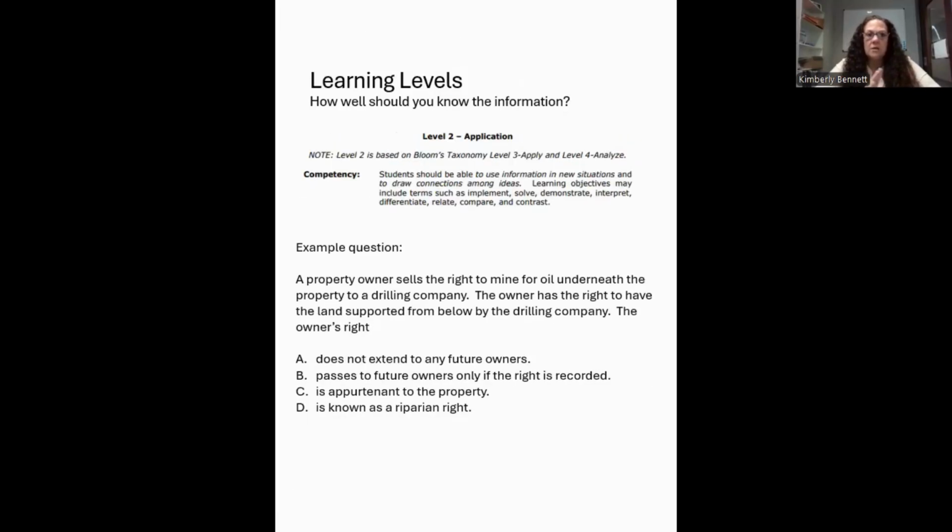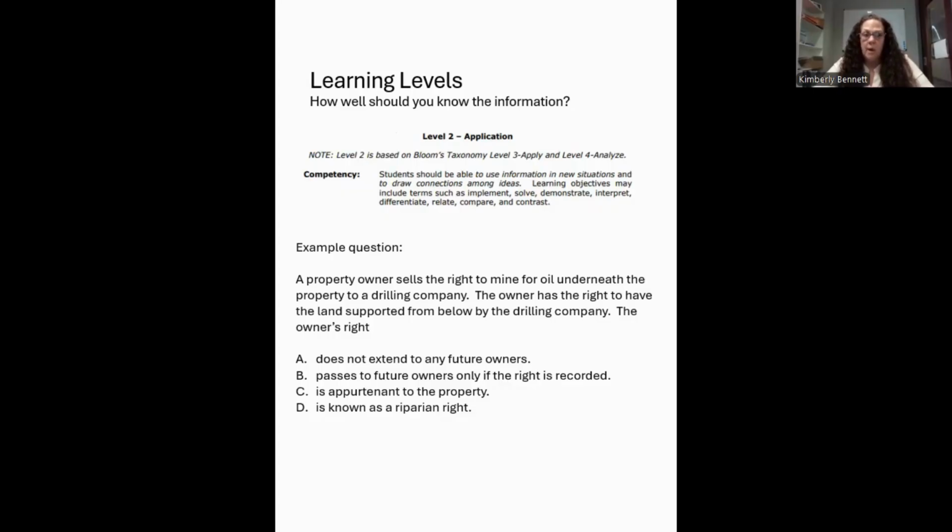Okay. All right. Our second learning level is level 2, which is you can implement, solve, demonstrate, interpret, differentiate, relate, compare, and contrast. So here's our example question. A property owner sells the right to mine for oil underneath the property to a drilling company.